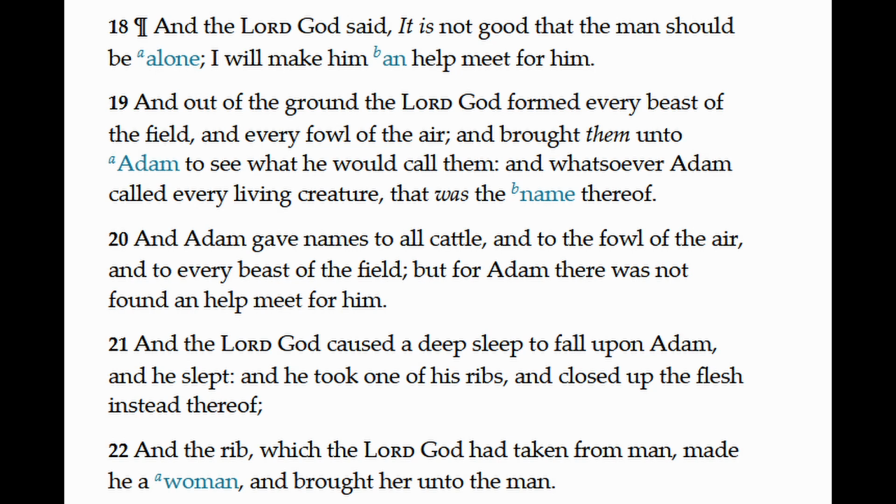It is not good for man to be alone. Functionally, for the plan, mankind needs to exist. Children need to be had. That is part of the plan. So it is good for husband and wife to be together.